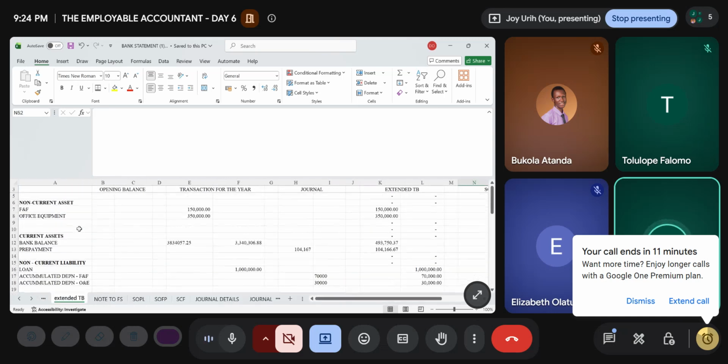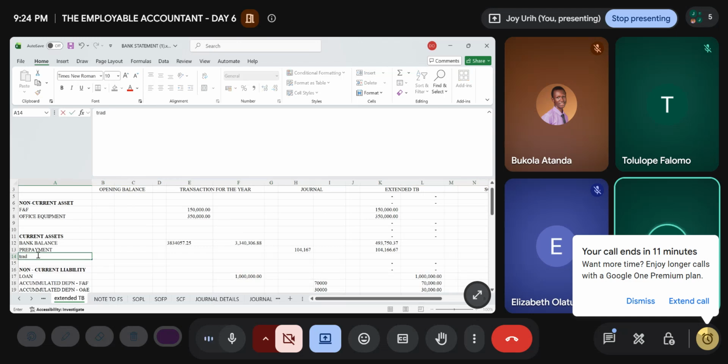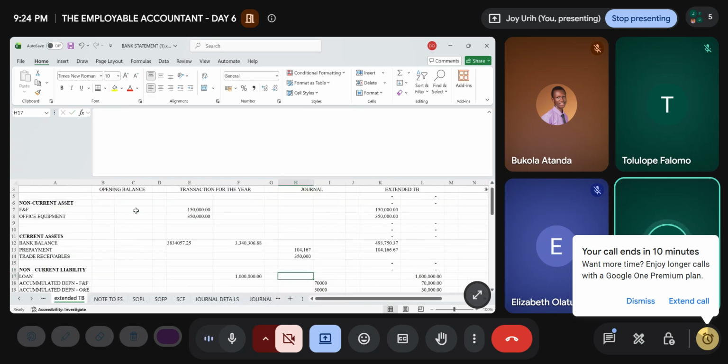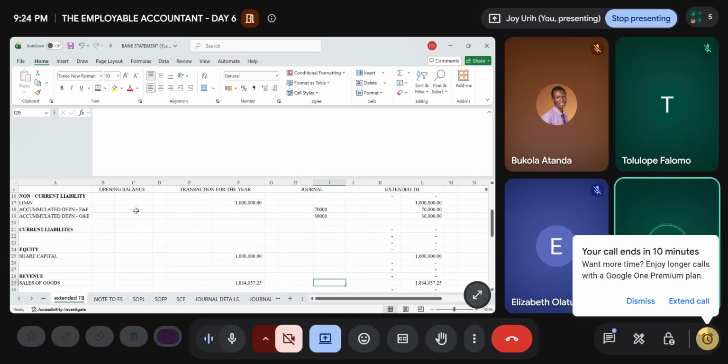So we have trade receivables, which, like I said, is a current asset. So it's going to be under current assets. Trade receivables and sales: trade receivable is to be debited, right? While sales will be credited. So we'll go to sales revenue. Under journal, we'll credit sales.